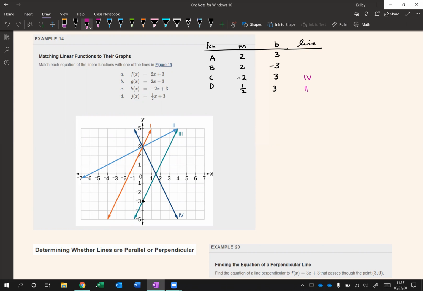And now I just have to differentiate. We've already ticked off 2 and 4, so I just have to differentiate between 1 and 3. Well, they both have the same slope, so what's going to set them apart is their y-intercept. A has a positive intercept at 3, so that means it has to be line 1. And B has a y-intercept at -3, which is right here. So that means this has to be line 3.